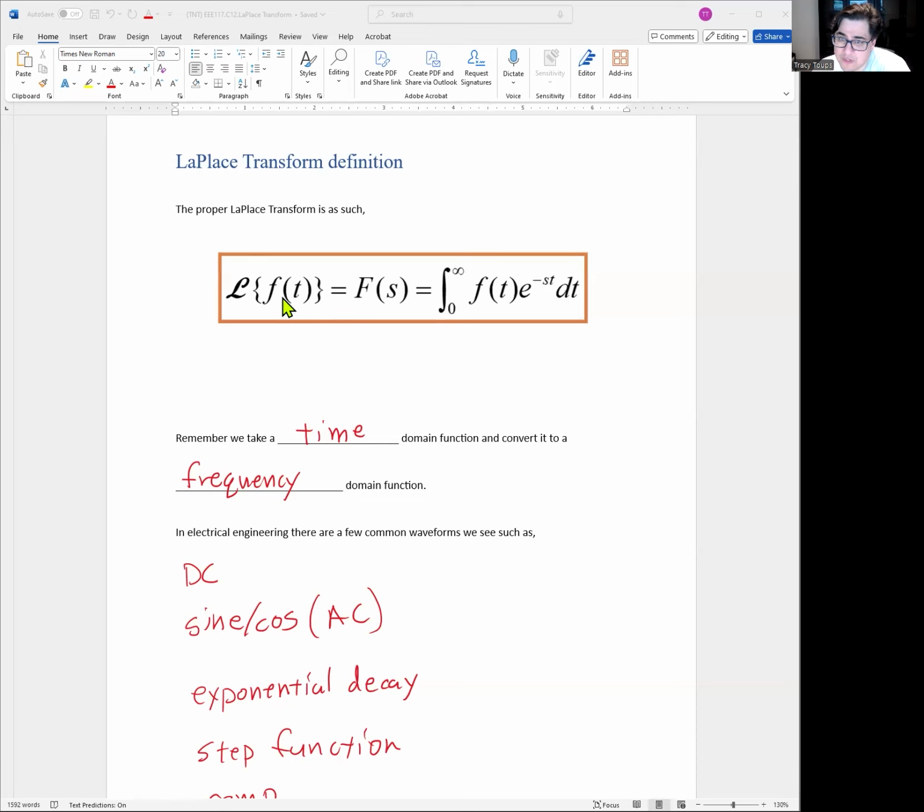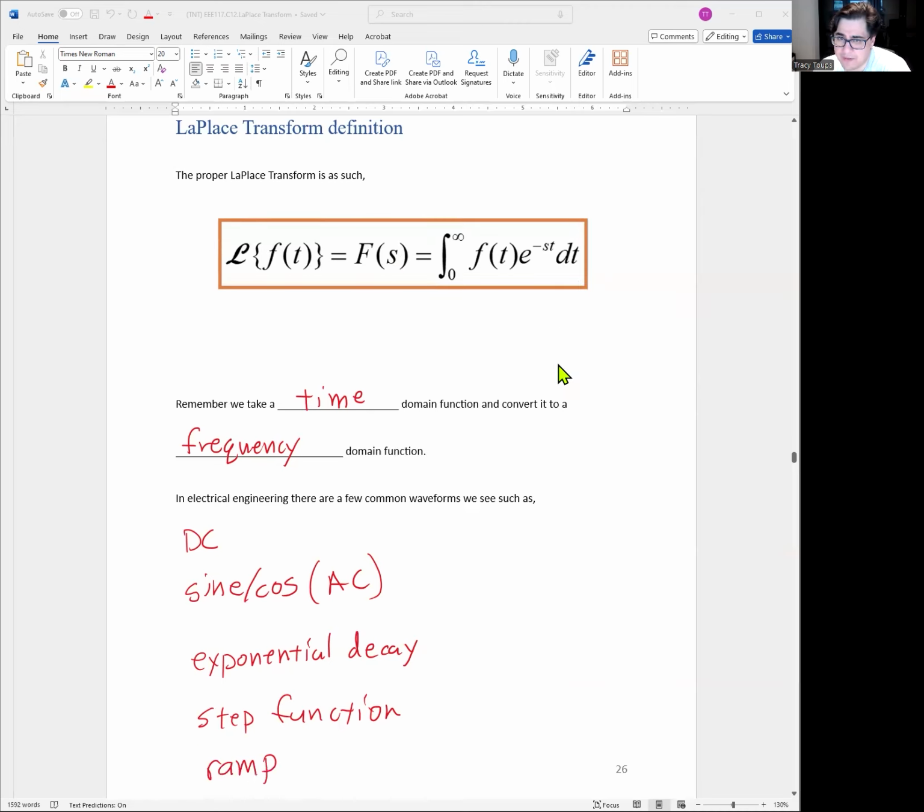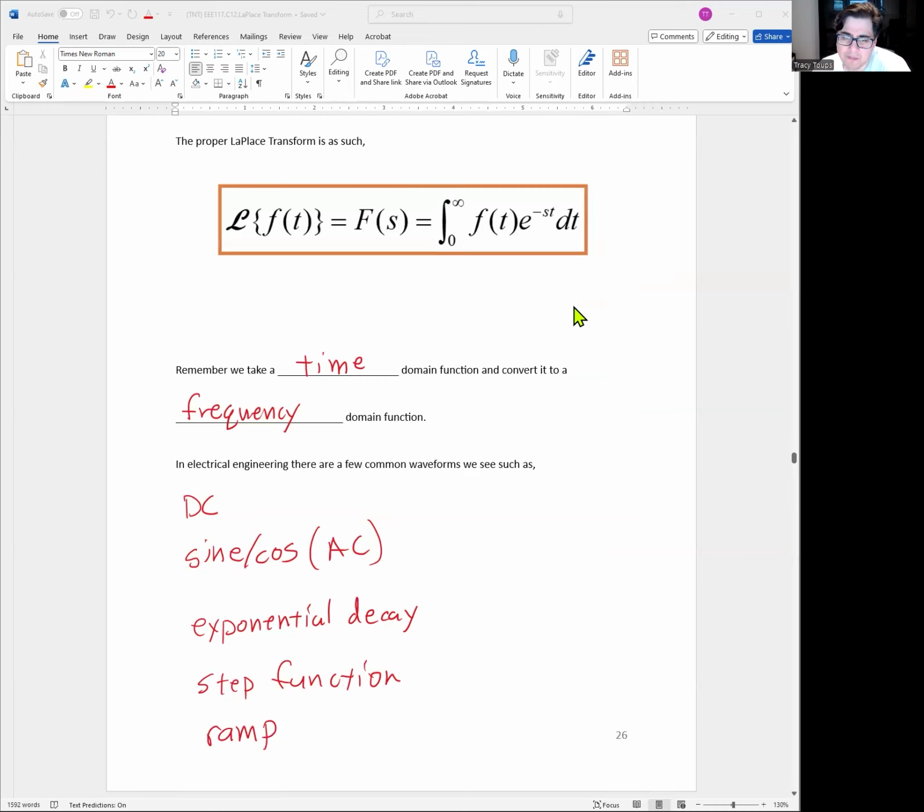Here is a proper Laplace transform in terms of the mathematics. You get this cursive L, and in the brackets, the time function, we're going to swap to the frequency or Laplace function, capital F of s. You can do that by integrating from 0 to infinity f of t e to the negative s t dt. Now, this isn't a math course, so I'm not going to sit here and do all the mathematics side by side with you. You've probably seen this already in another math course anyway. But remember, the whole point is we're taking a time domain function and converting it to a frequency domain function.